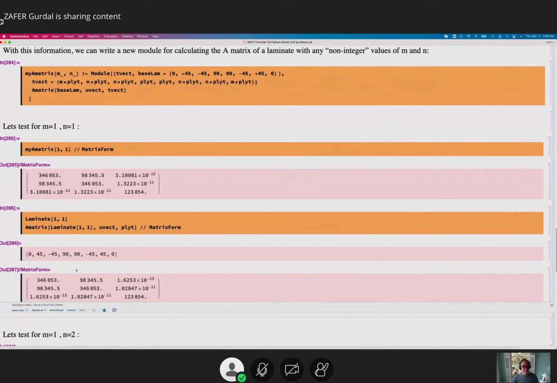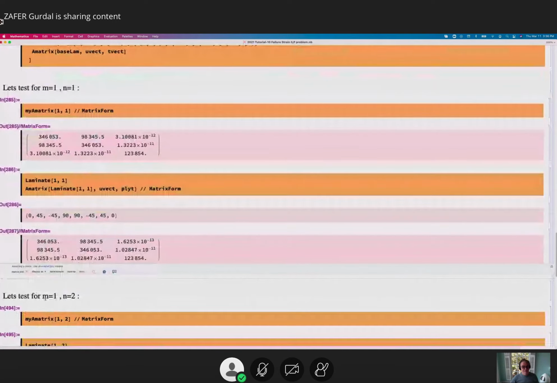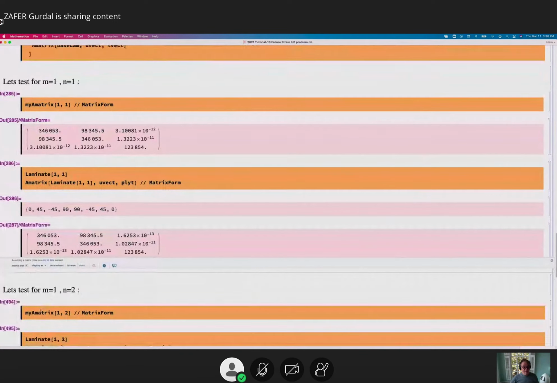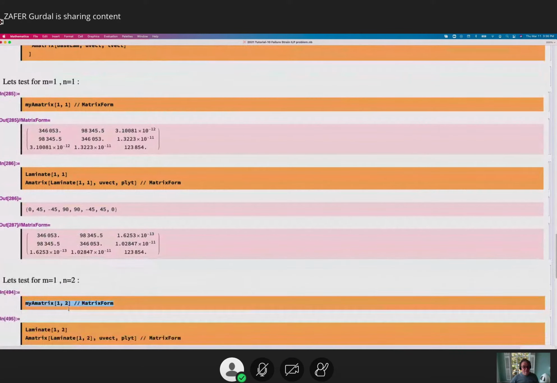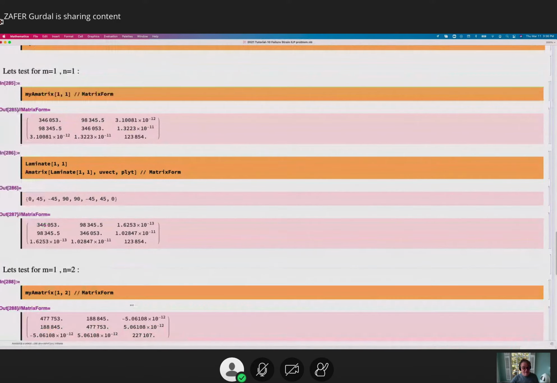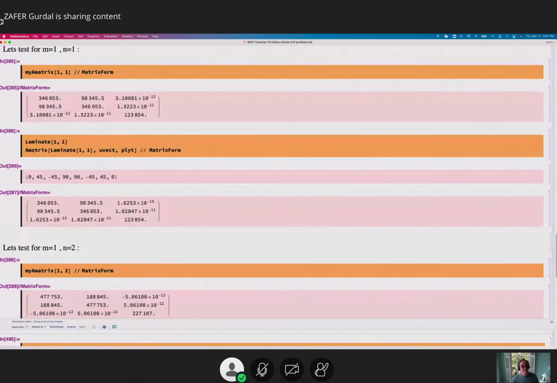Let's check for some more eccentric laminate with M equals 1, N equals 2. My new A matrix computation gives me 1, 2, which you can see actually changed. The 1, 2 terms went up from 98 to 188. Okay.